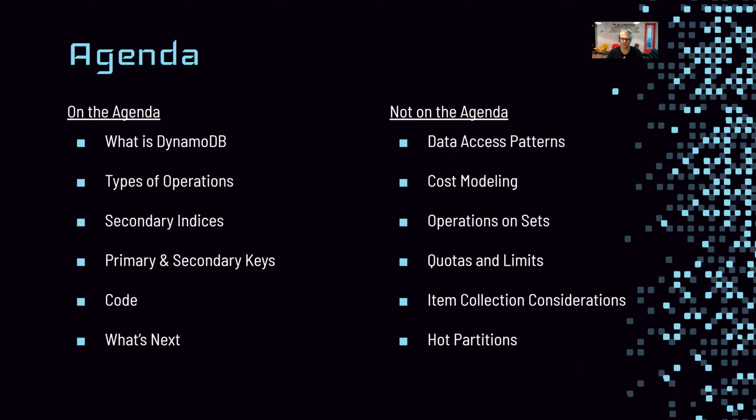DynamoDB has this notion of sets that you can do operations on. I'm not going to dive into those. Quotas and limits are really interesting for where they show up, especially when you work with provisioned capacity and item collections and things of that sort. And then lastly, hot partitions, which are also a concern, less so these days, but still a concern when you actually do it in the real world.